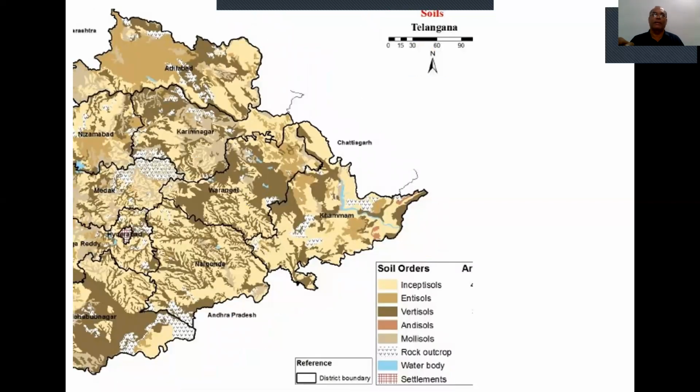And this is a slide which is giving you an idea of the soil. The different colors that you can see, or the different shades that you can see, is the kind of different soils that are there. And these soils you call as inceptisols, entisols, vertisols, sandy soils, mollisols, rock outcrop, water bodies, settlements, etc.